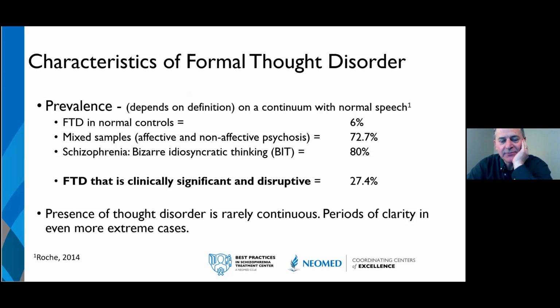And when they look at how often this interferes with activities, it's about a fourth, 27%. So a couple of notes with that. So many people can have the presence of thought disorder, fewer, but still a substantial percentage, will have thought disorder that interferes. But even when it interferes, it's typically not there continuously. There are usually periods of clarity, even in the most extreme cases.